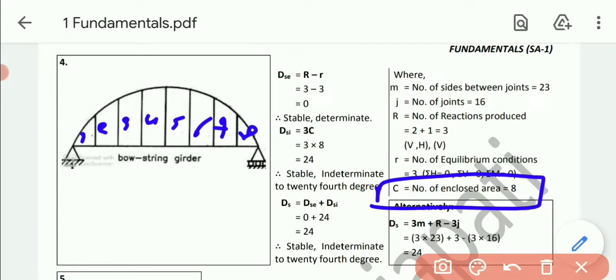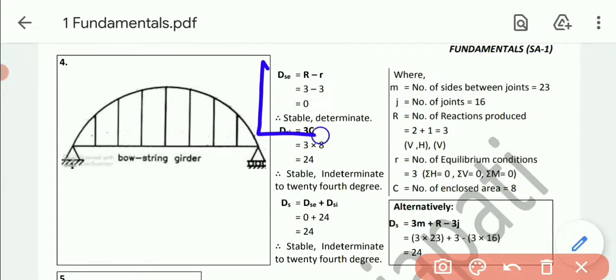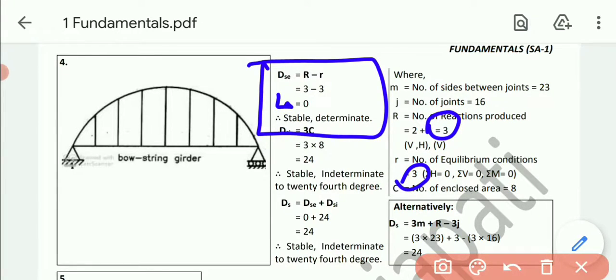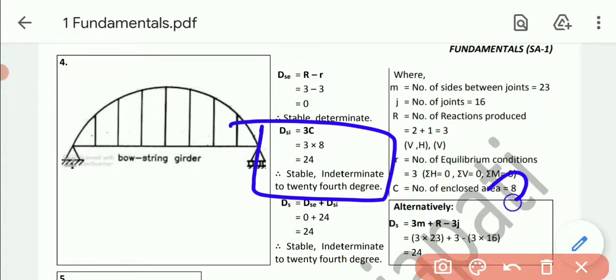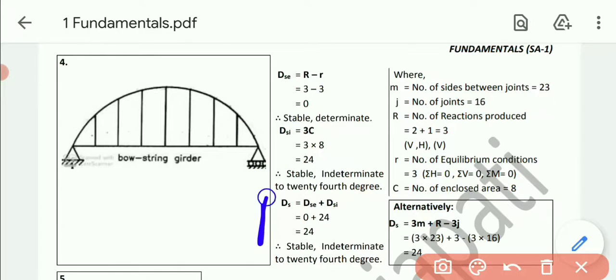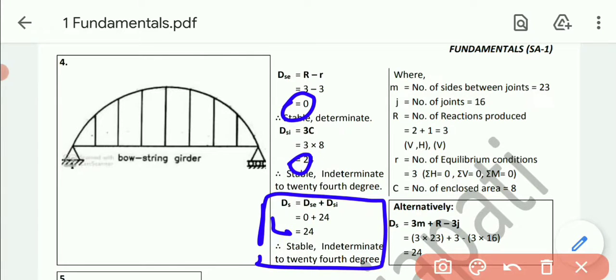Clear? So let's calculate DSE, capital R minus small r, 3 minus 3, answer comes 0. Stable and determinate. DSI 3 times C, C is 8, 3 times 8, answer comes 24. Stable and indeterminate to 24th degree. Finally DS, summation of DSE plus DSI, 0 and 24, answer comes 24. Stable and indeterminate to 24 degree.